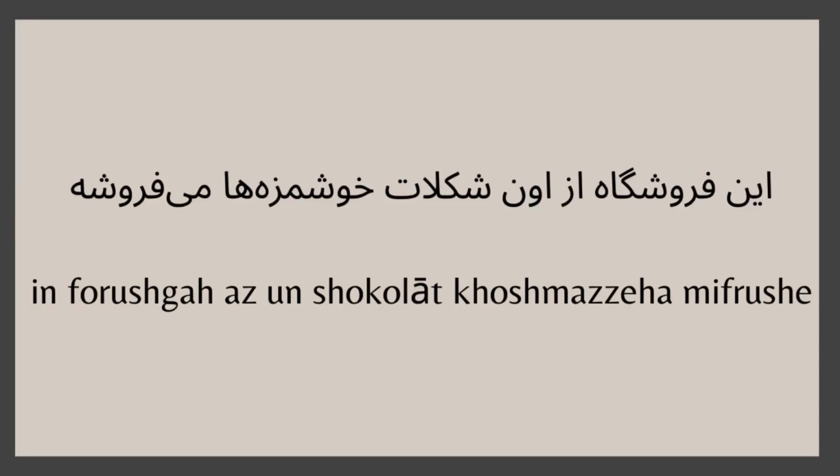این فروشگاه از اون شکلات خوشمزه ها میفروشه. This store sells that kind of tasty chocolates. از اون here means that kind of, almost. So, for example, از اون غذا گرونا, از اون گیاه قشنگا.